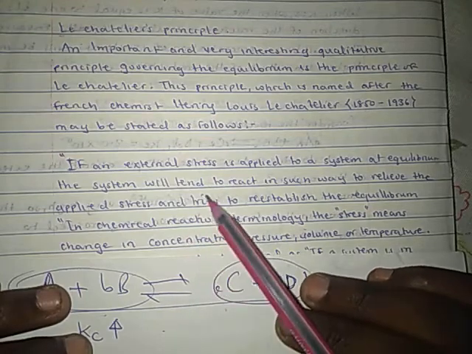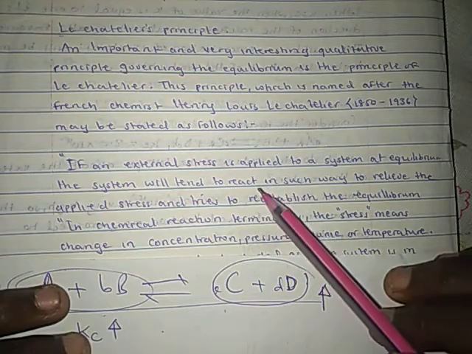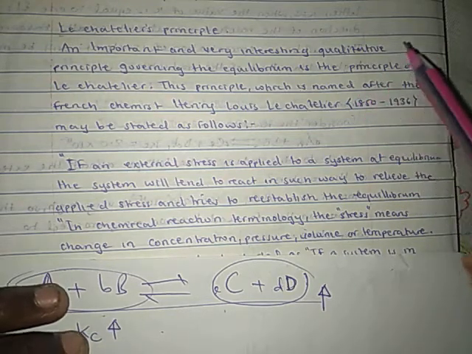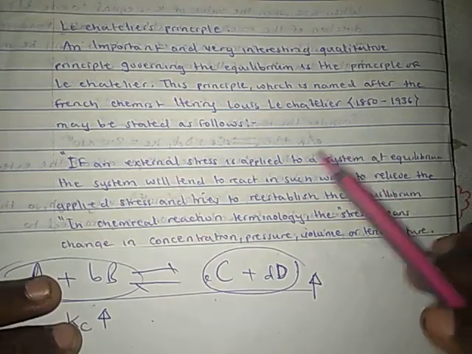Wanasema hivi: if an external stress is applied to a system at equilibrium, the system will tend to react in such a way as to relieve the applied stress and try to reestablish the equilibrium. Tukichukua stress, yaani any factor, tukaiapply kwenye equilibrium system, equilibrium itashift. Na inavyo shift inarelieve the applied stress. To relieve maana yake ni kuondoa. System inakuwa inajaribu kuondoa ile disturbance na kuingiza equilibrium mpya kwenye system yako. Hiyo ndio according to Le Chatelier.